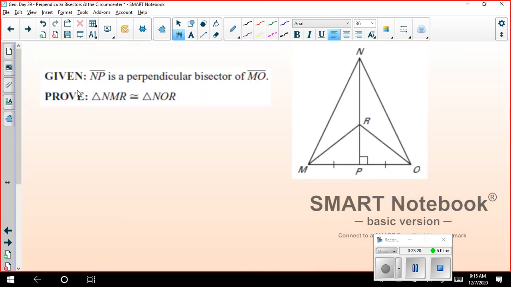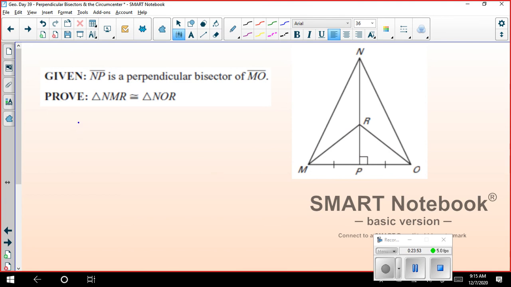Given NP is the perpendicular bisector of MO, prove that triangle NMR, this particular triangle NMR, is congruent to triangle NOR. Okay, let's see how we can get that. So first of all, we have this perpendicular bisector.